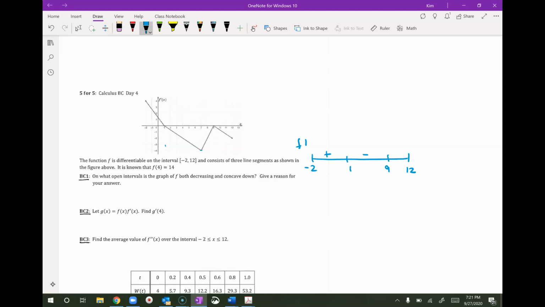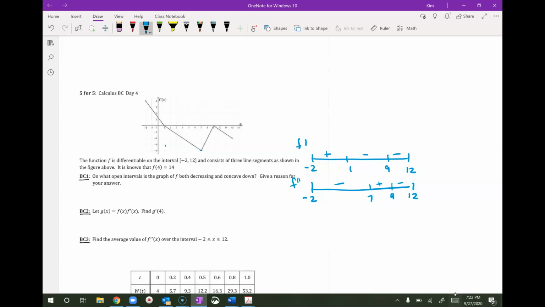And then from 9 to 12, oops, it's still below, so it's negative. So positive, negative, negative. Okay, now let's look at f double prime, which would be the slope of this graph. So we're looking at where the graph is increasing and decreasing. So the graph is decreasing all the way to 7. Then it increases to 9. And then it decreases. So the graph wants decreasing and concave down.